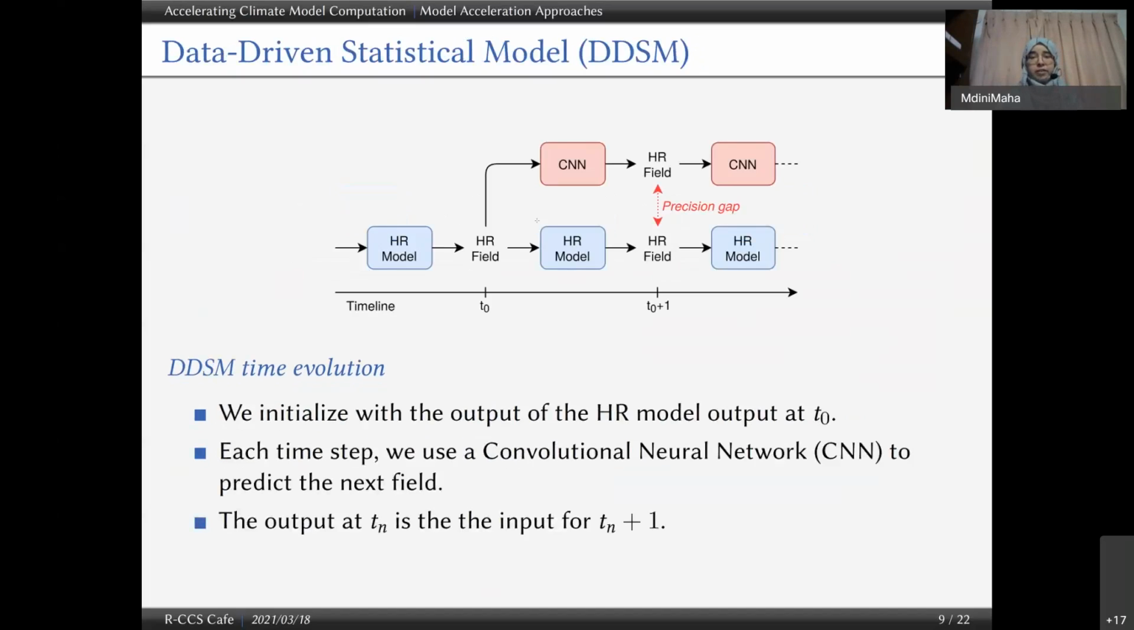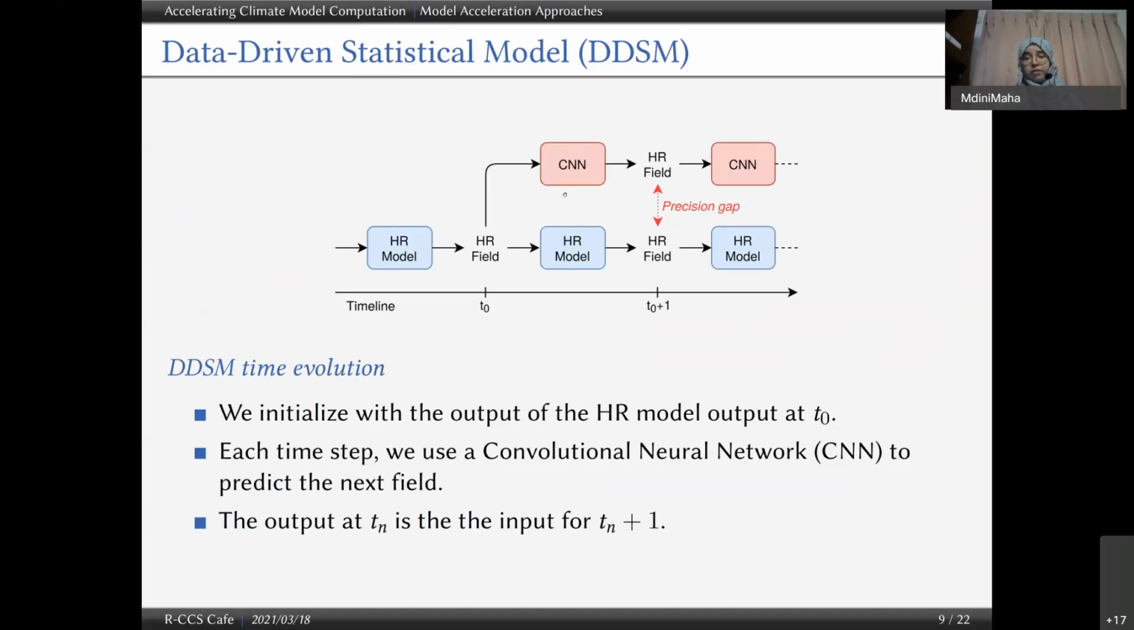The second approach is the DSM, the data-driven statistical model. Here we have our baseline, the physical model, in blue. At time t0, we take the output of the physical model, which is a high resolution field, and we input it into a convolutional neural network that we already trained before. This convolutional neural network takes this high resolution field at time t0, and then predicts the high resolution field at time t0 plus 1. And we continue like that. At each time step, we use the convolutional neural network to predict the next output.